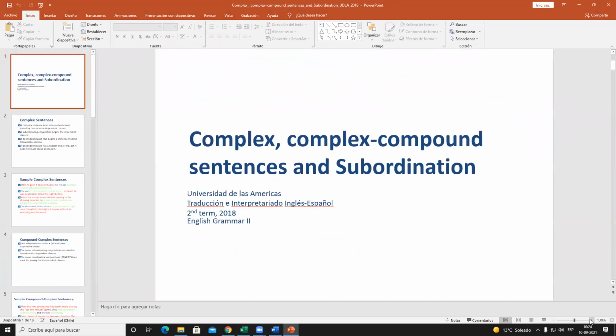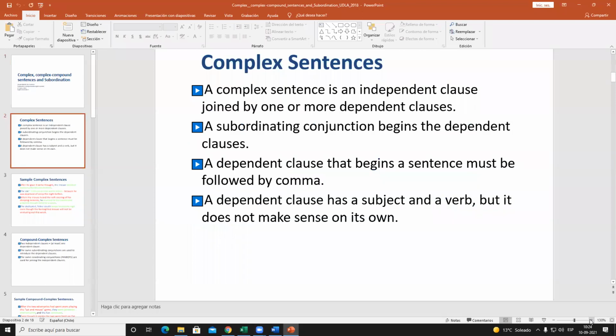Complex compound sentences and subordination. A complex sentence is an independent clause joined with one or more dependent clauses.